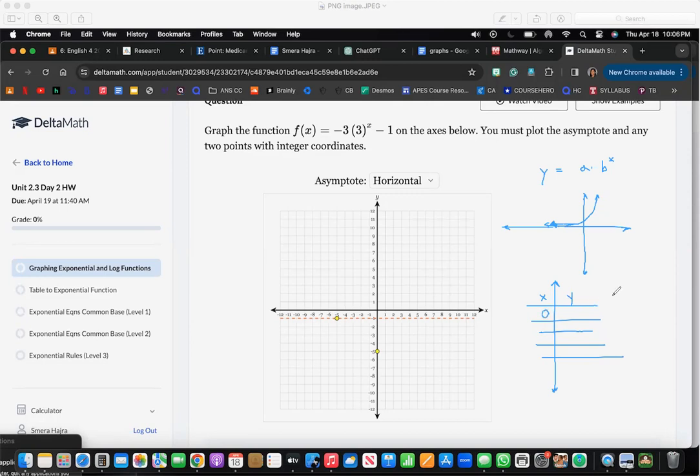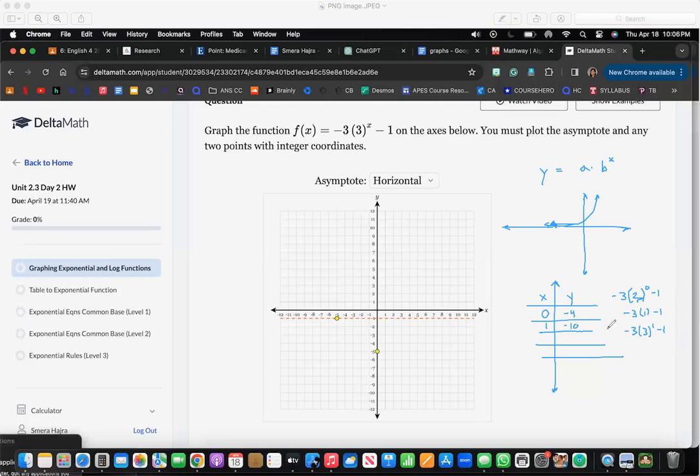If you raise 3 to the 0 power, you get 1. So you get -3 times 1 minus 1. That's going to give you -4. Raising things to the first power also gives you something easy to compute. So -3 times 3 to the first power minus 1. That's going to be -9 minus 1. That's -10.